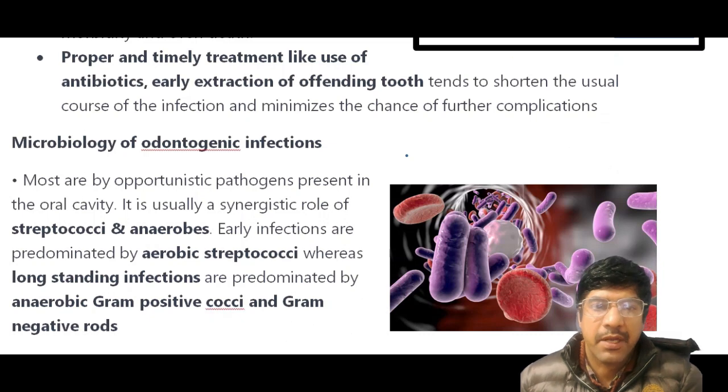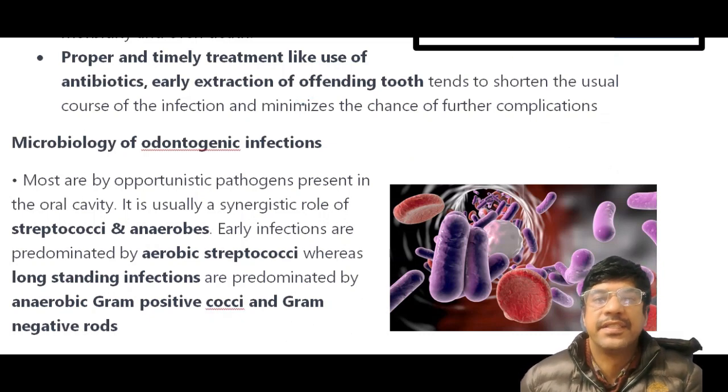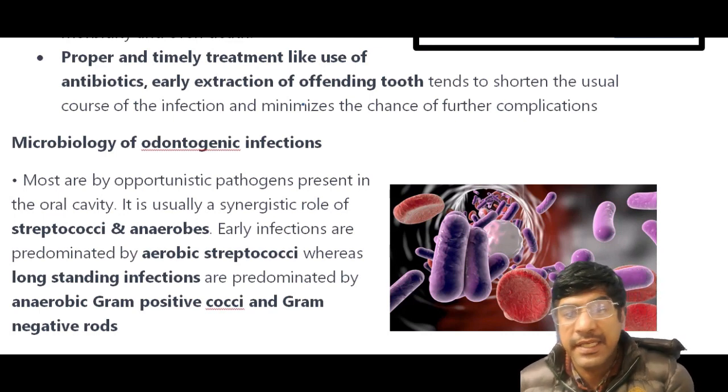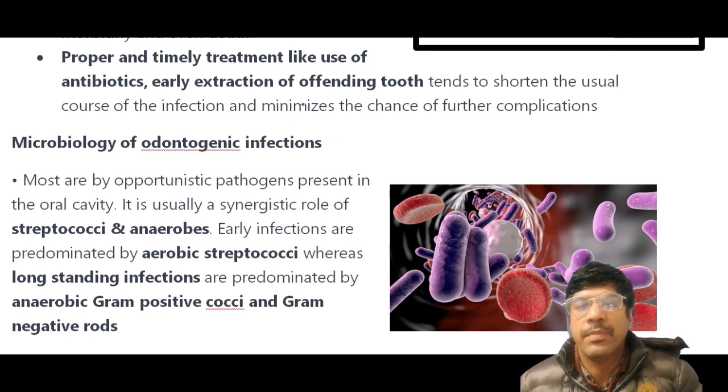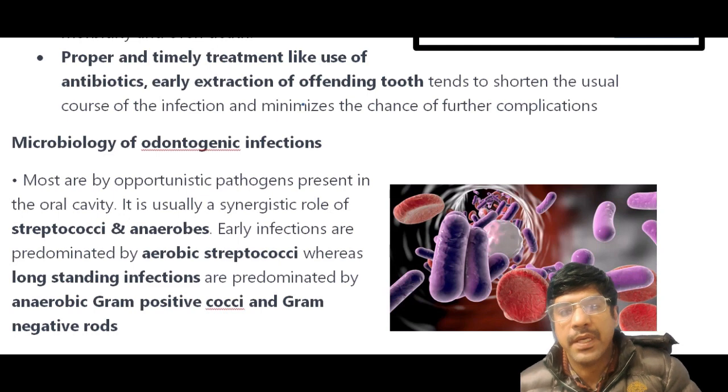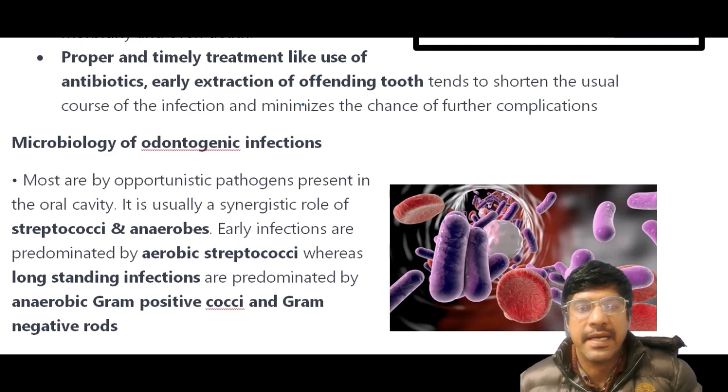Now let us discuss the microbiology of the odontogenic infection. These infections usually involve opportunistic pathogens that are found naturally in the mouth, that are the streptococci and anaerobic bacteria. They usually work together to cause these infections. Initially the aerobic streptococci are more dominant, but over time the infection becomes dominated by anaerobic gram positive cocci and gram negative rods.